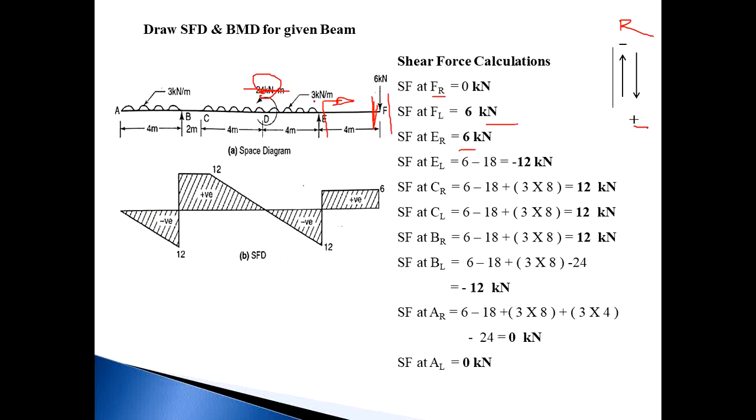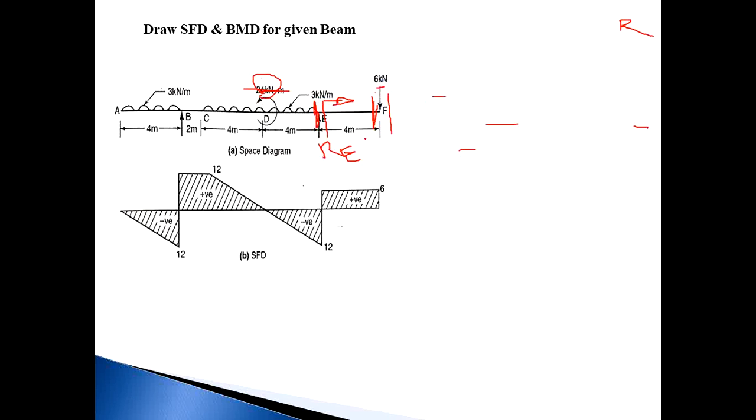Then next, you mark a section at point E just to the left of E and consider the right side of the section. So the total number of forces on the right side of this section is 2 now. The first one is 6 kilonewton and the second one is RE, and the value of RE is already known, 18 kilonewton.